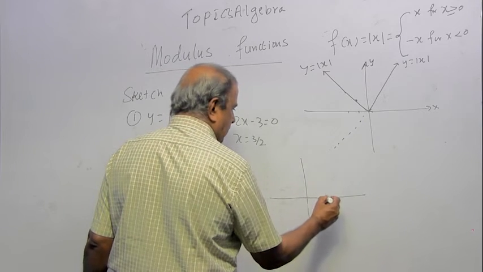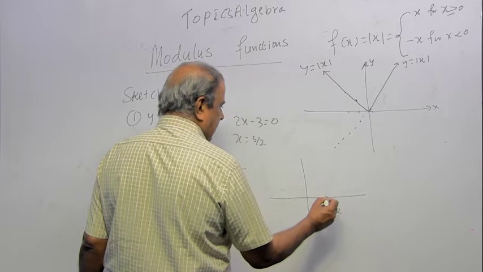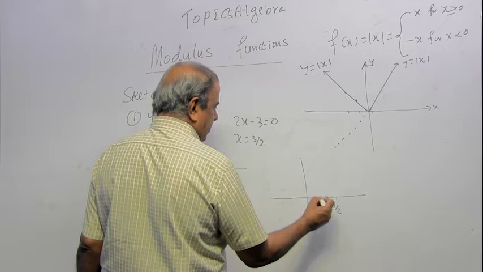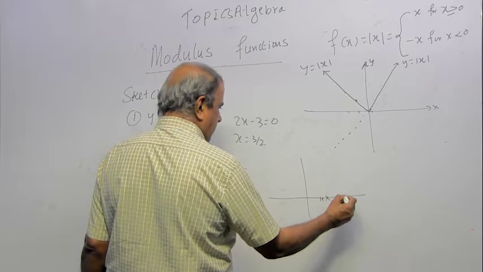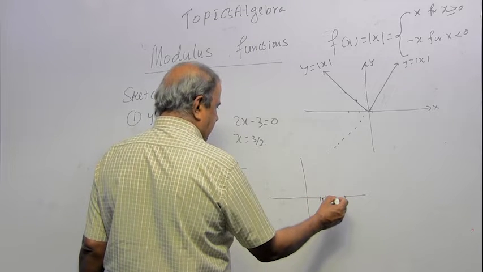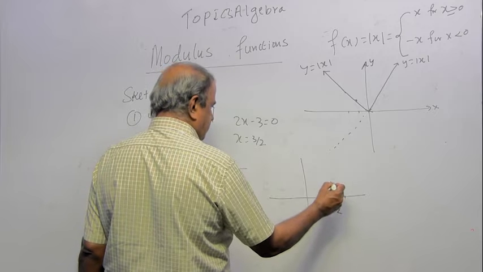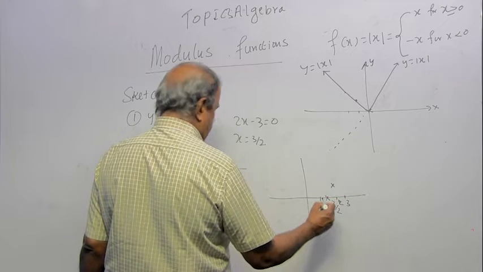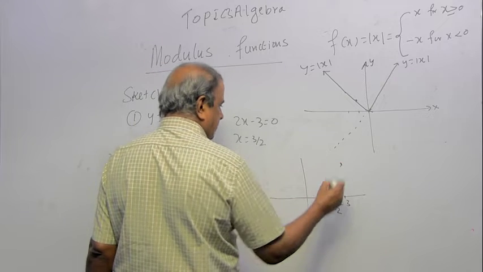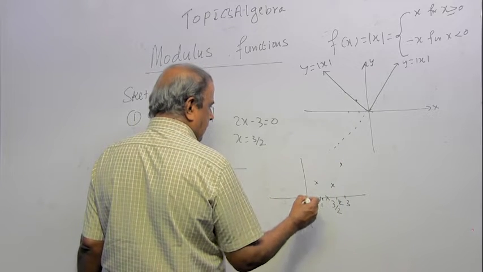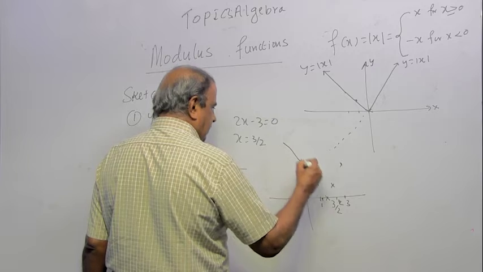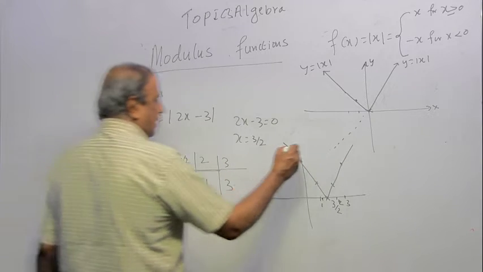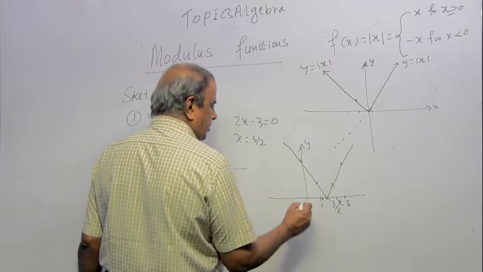So I've got 3 over 2, and then that's 2, that's 1, that is 0, that's 3. So at 2, it is 1. At 3, it is 3. At 1, it is 1. At 0, it is 3. So that's the graph. That would be the graph of y equal to mod 2x minus 3.